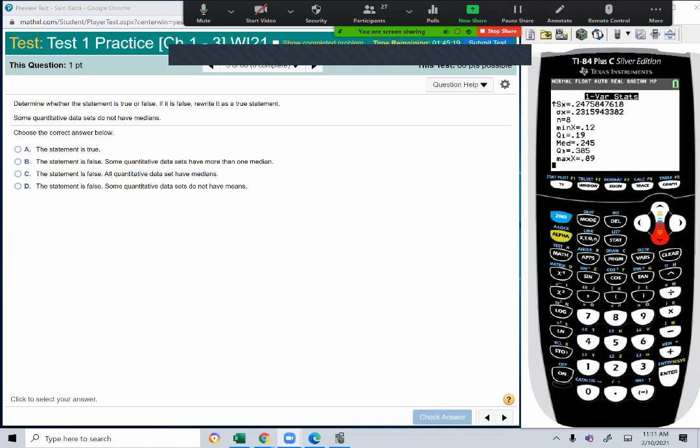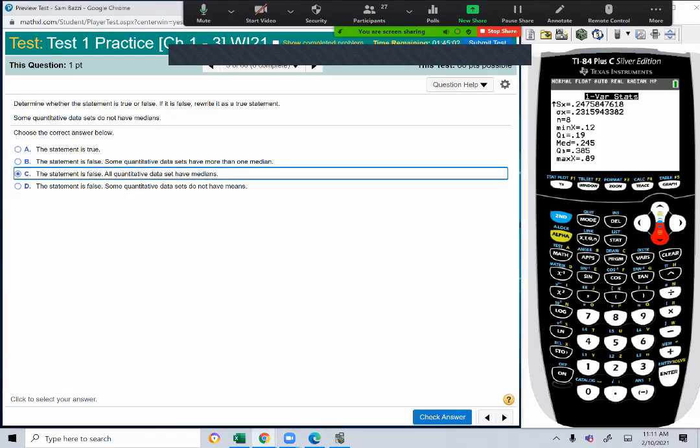Let's go back to the review now. Determine whether the statement is true or false. Some quantitative data sets do not have medians. No, you can find the median, guys, for any quantitative data set. So your answer here should be the statement is false. All quantitative data have medians, and then just move on.